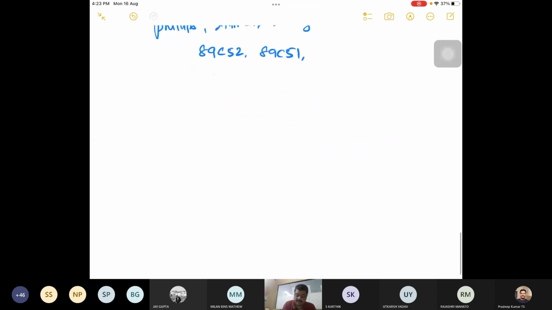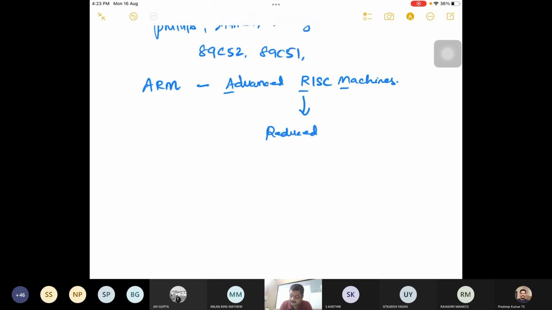But you have heard about something called ARM. ARM stands for Advanced RISC Machines. Advanced RISC Machines, that is ARM. RISC stands for Reduced Instruction Set Computers. Please don't forget all these full forms. All these things should be known to you.